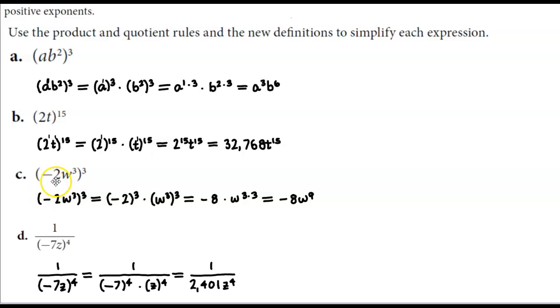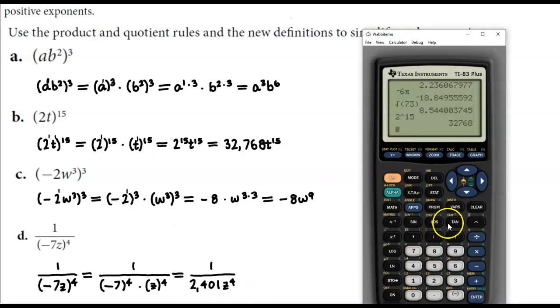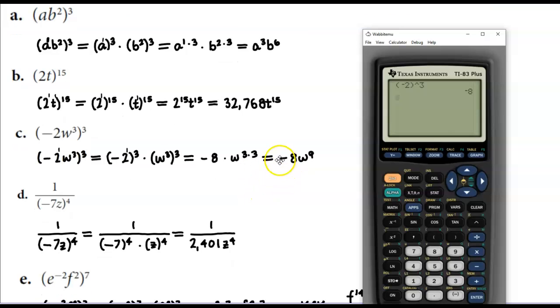Next, in part C, we have a base of negative 2w to the third power raised to the third power. Now, negative 2 has an exponent of 1, and w has an exponent of 3. So we're going to have negative 2 to the first power raised to the third power times w to the third power raised to the third power. Negative 2 to the third power, if I put that in my calculator, negative 2 raised to the third power, gives us negative 8. Times w, we're going to multiply those exponents, 3 times 3, which gives us an exponent of 9. So the result ends up being negative 8 times w to the 9th power.